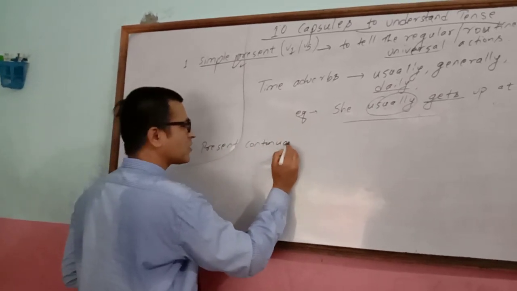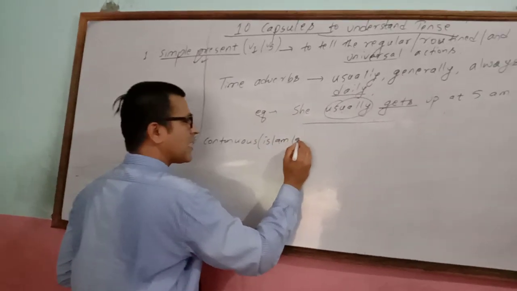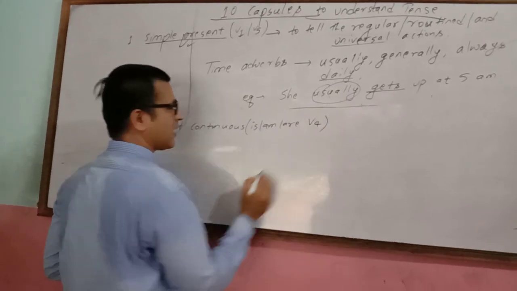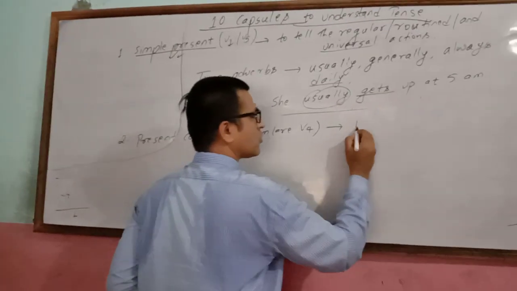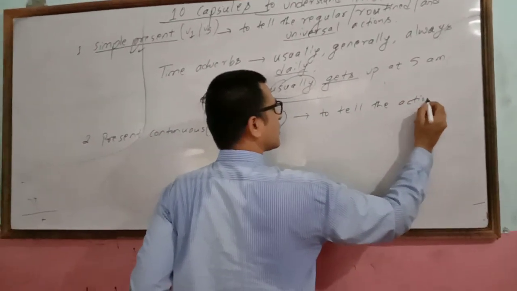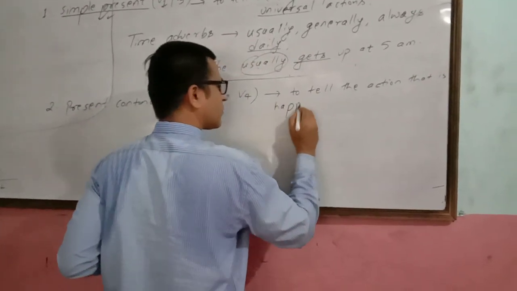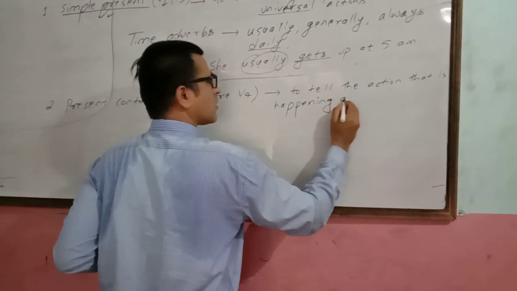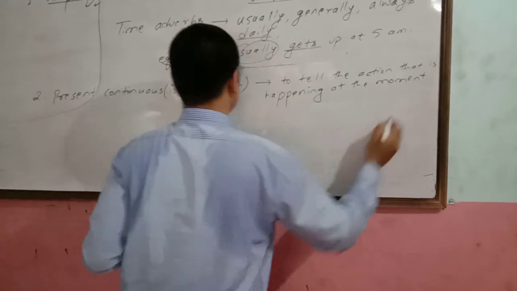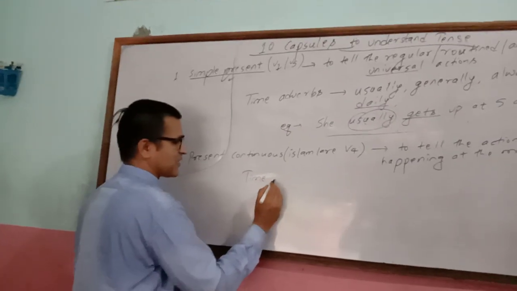You understand the structure? Do you remember the structure? Is, am, are before. You can say is, am, are before only. To tell the action that is happening at the moment. At the same time, we have to understand the time adverbs for this present continuous as well.